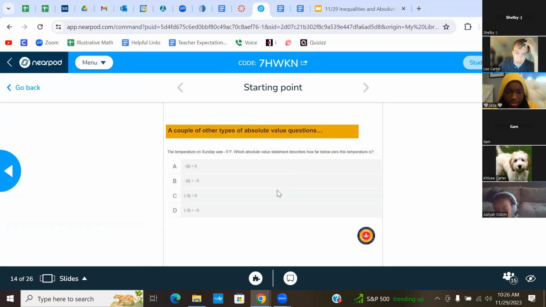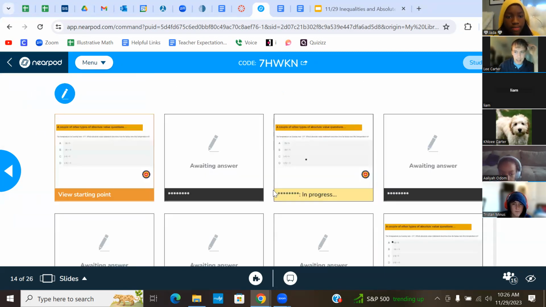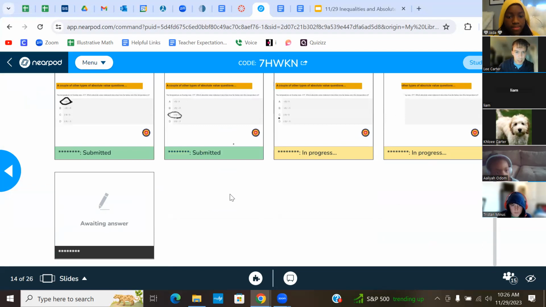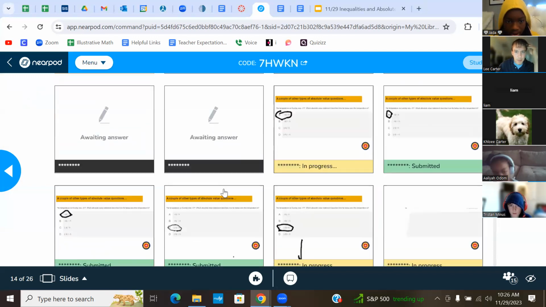Here's another one like this. The temperature on Sunday was negative 5 degrees Fahrenheit. Which absolute value statement describes how far below zero this temperature is? This one seems to make more sense to me. Go ahead and answer this one. Again, I think this is pretty easy. Don't overthink it. Think about this as an absolute value statement.